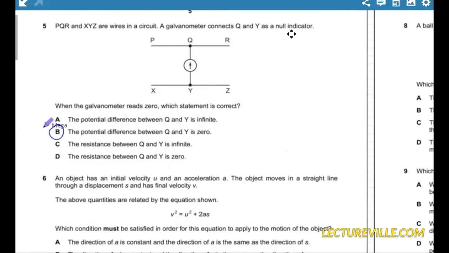So null indicator means, let me explain this thing. We keep on changing the resistance on P and R and Z. And listen, this is a part of a big circuit. It is not the complete circuit. So we can make changes on X and Z and R and P, and those changes are changing the reading on the voltmeter, and we wait for the reading to become 0. This is what is meant by null indicator, that the voltmeter is reading 0. Okay.